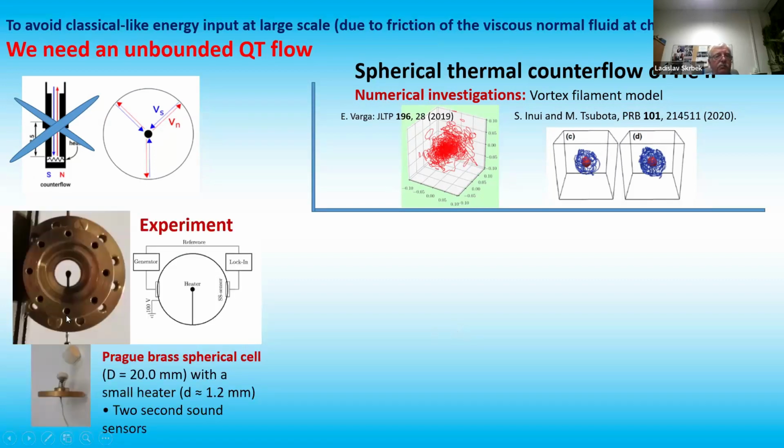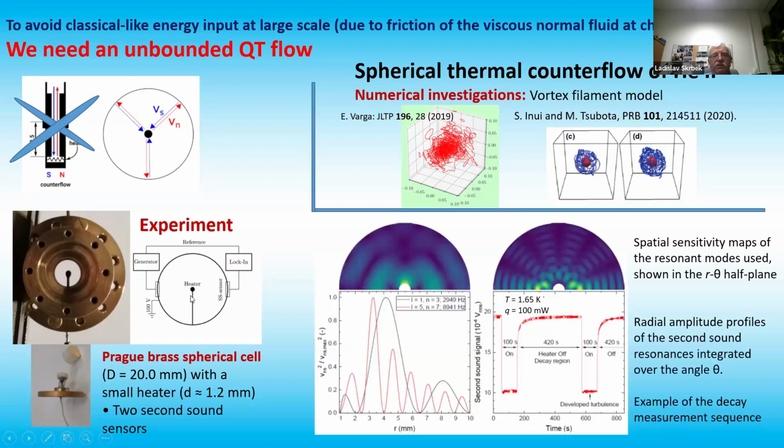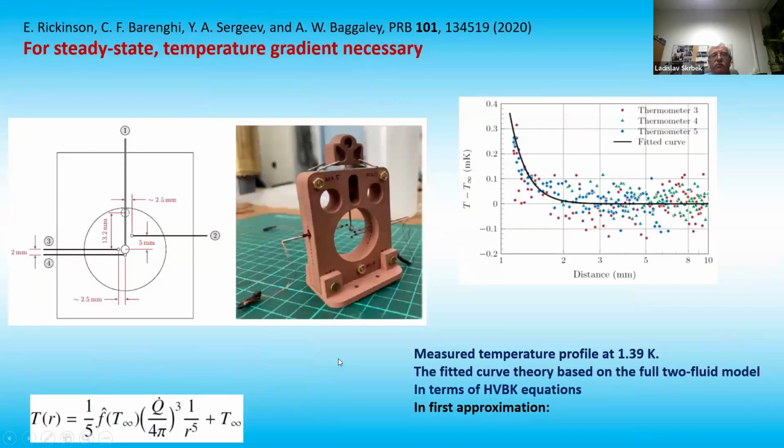And we performed the experiment in Prague. We have a spherical cell, about 2 centimeters in diameter, and there are second sound sensors here. There is a heater in the middle, and we can measure the vortex line density inside. But this is a tricky experiment because, because of the spherical geometry, the normal modes of second sound are not simple. You have to express everything in terms of spherical harmonics, and it's rather a complicated business. You can read the details in our paper, which will appear soon in Physical Review Fluids. And the result is that, fine, we can measure that.